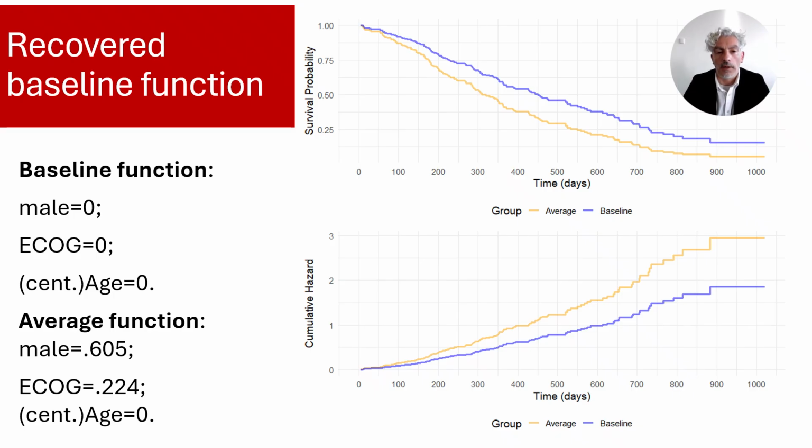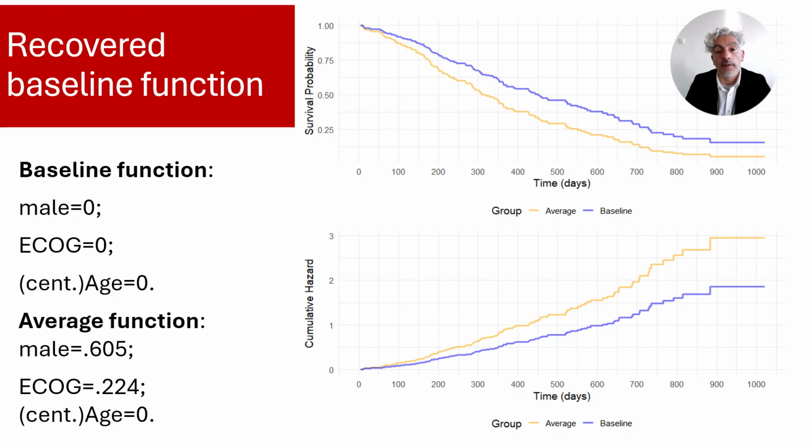But using these methods, I can recover a baseline function for both the survival function and the cumulative hazard function of a baseline participant. So a participant that has a 0 value on male, so a female, has a 0 score in the ECOG assessment, and has an age that is equal to the median centered age. And I represented the baseline function in this graph.